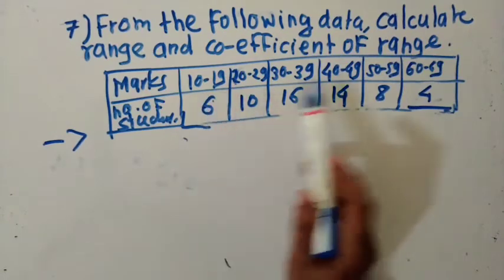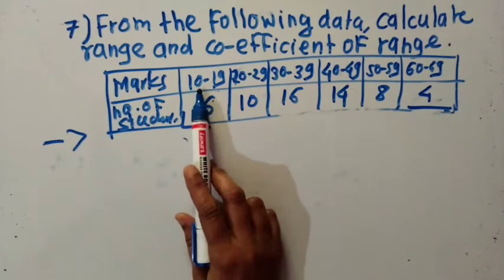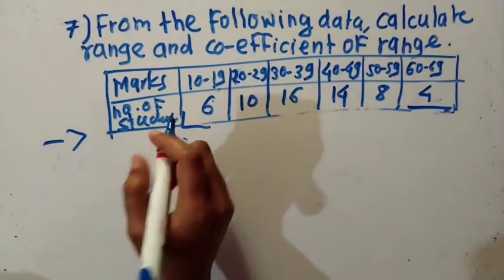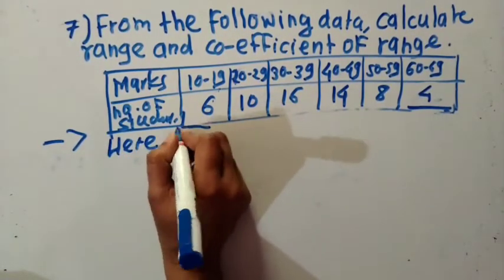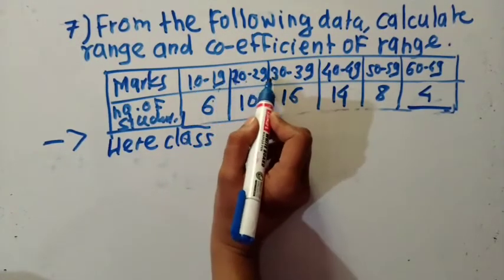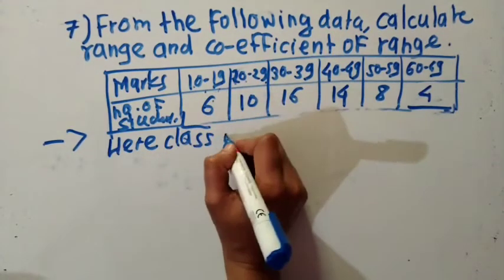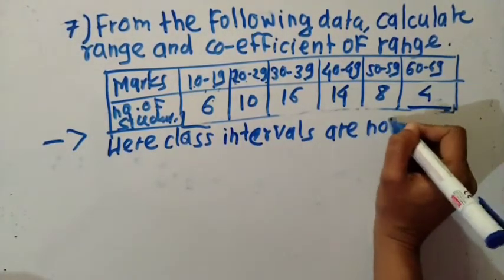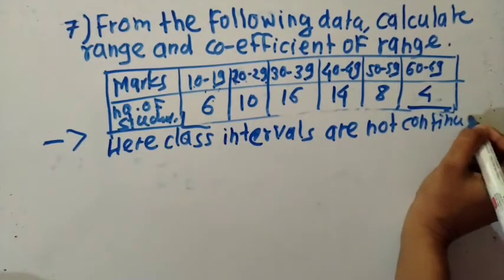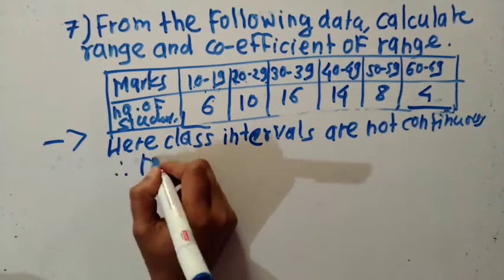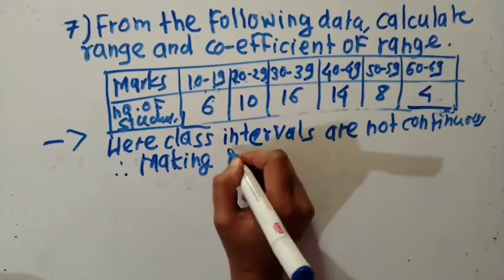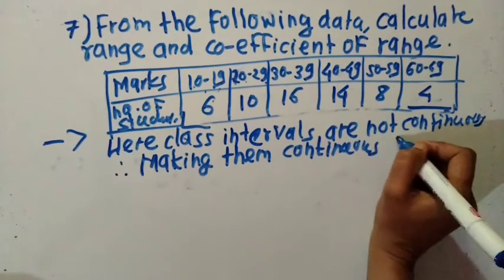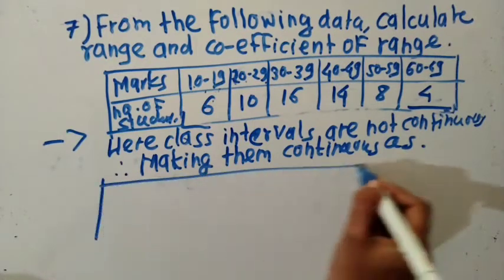आता इथे हा कंटिन्युअस क्लास नाही आहे. 10 to 19, 10 to 20 असायला पाहिजे होतं, पण 10 to 19 आहे. सो तो आपल्याला फर्स्ट कंटिन्युअस करावा लागेल. 10 to 20, 20 to 30 असला असता तर तो कंटिन्युअस क्लास असता, पण दिस क्लास इंटरवल आर नॉट कंटिन्युअस. फर्स्ट अपॉन तो आपल्याला कंटिन्युअस करावा लागेल. हेन्स मेकिंग देम कंटिन्युअस.